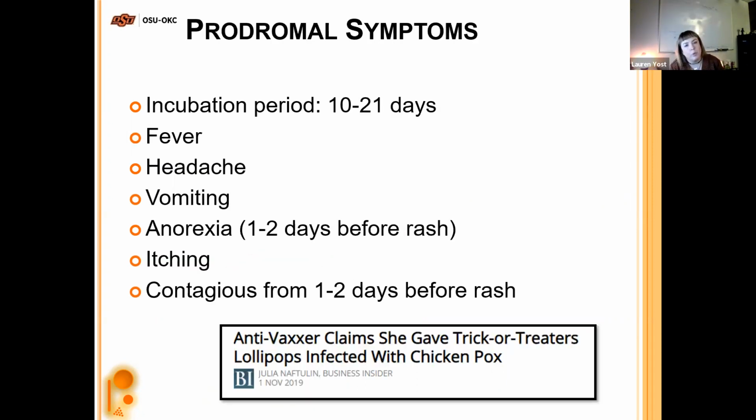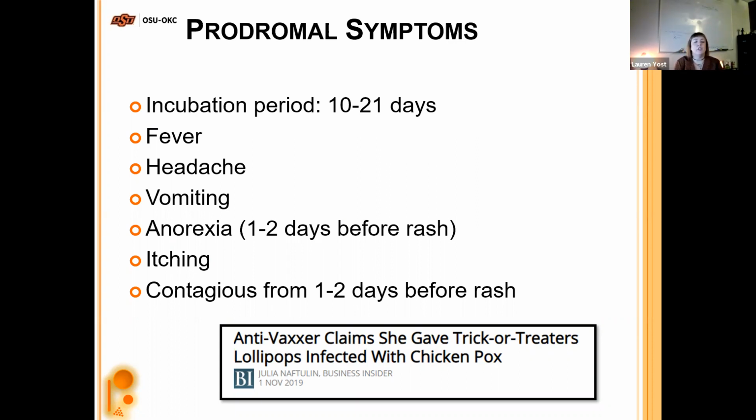So we have the prodromal symptoms, which are the things that show up first in the prodromal phase. Remember, the incubation period lasts about 10 to 21 days. Then we start having the fever, the headache, the vomiting. We have anorexia, which is usually happening before the rash starts to appear. That means that you don't want to eat anything. It doesn't mean that you're necessarily doing it on purpose. It just means you don't want to eat.